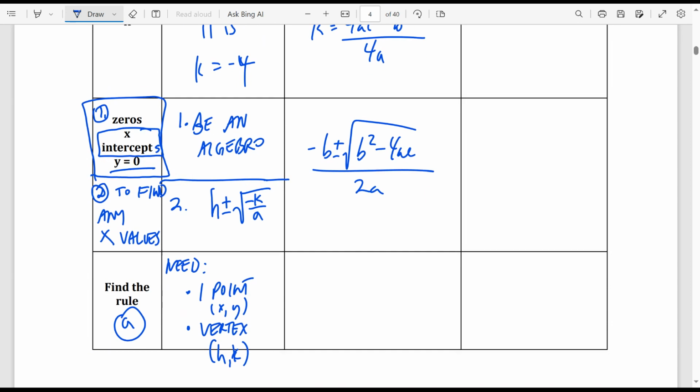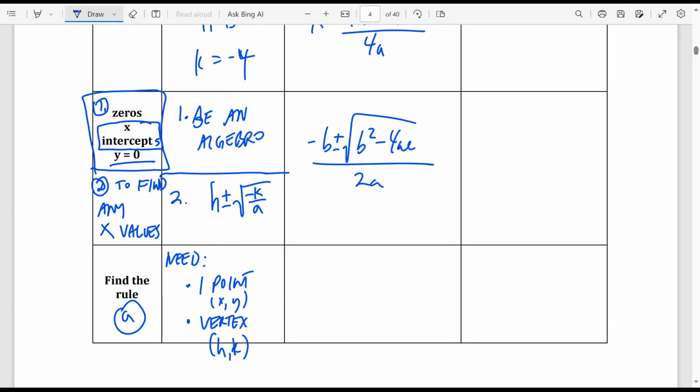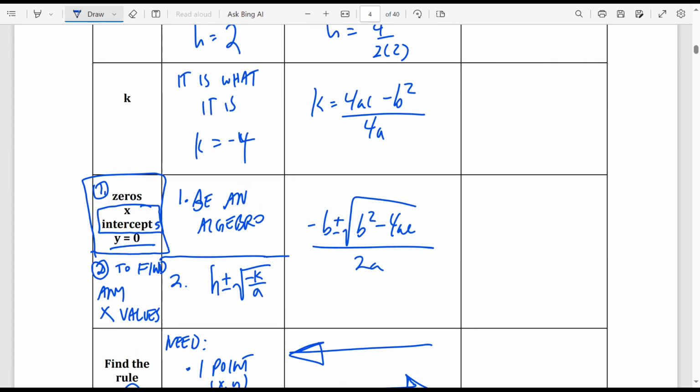Now there are rare circumstances where you can find the rule. Let's just say they gave you b and c and a point, and you can go ahead and find the a. That would be doable, but it's so rare. We're never going to try and find it here. At this stage, I would be converting one way or the other. If we're trying to find the rule, it's either going to be factored form or vertex form. It's never going to be that form. There are rare circumstances, but not enough for me to warrant putting it in there.